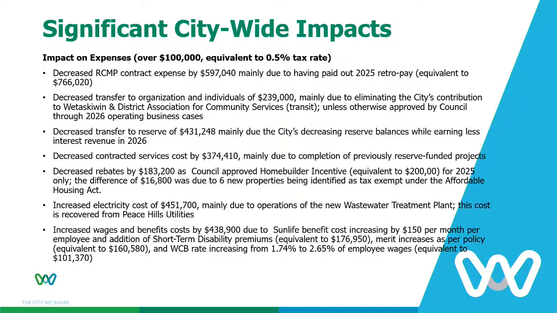The difference of $16,800 was due to 6 new properties being identified as tax exempt under the Affordable Housing Act. This was also presented to council at the last regular council meeting. There's been increased electricity costs, mainly due to the operations of the new wastewater treatment plant. However, we're speaking about the expenditures here, but the revenues from PCLs have also increased. Wages and benefit costs have also increased due to step increases, increasing WCB premiums, and Sun Life benefits, the extended health benefit that the city provides to its employees.